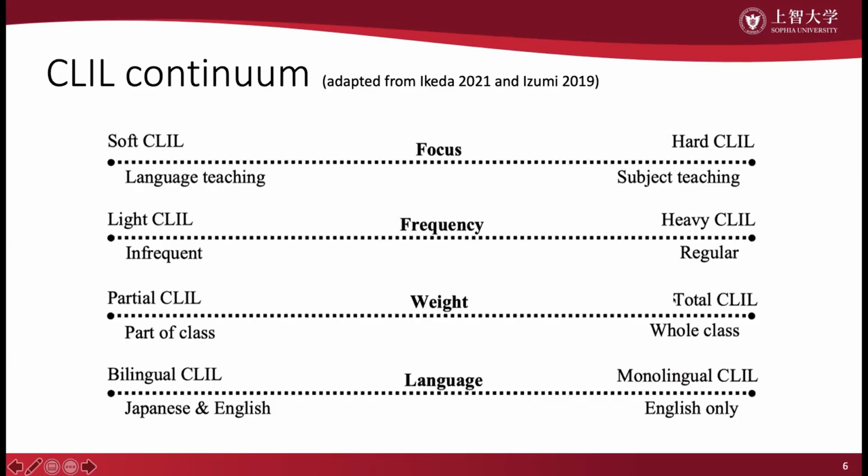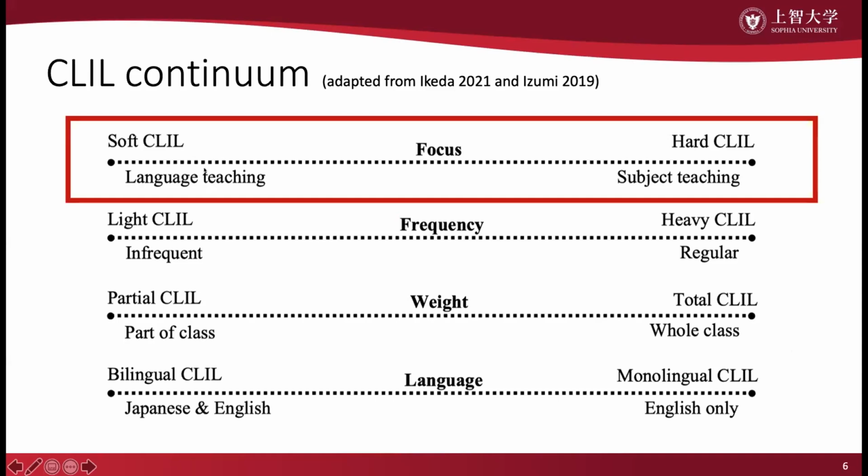And CLIL which focuses more on language, or is timetabled as a language class and taught by a language teacher, is usually referred to as soft CLIL. On the other hand, if the CLIL class focuses more on subject teaching, or is taught by a subject teacher, then it's called hard CLIL. And in European countries like Spain or the Netherlands, hard CLIL is more common, while in Japan, soft CLIL is the norm.